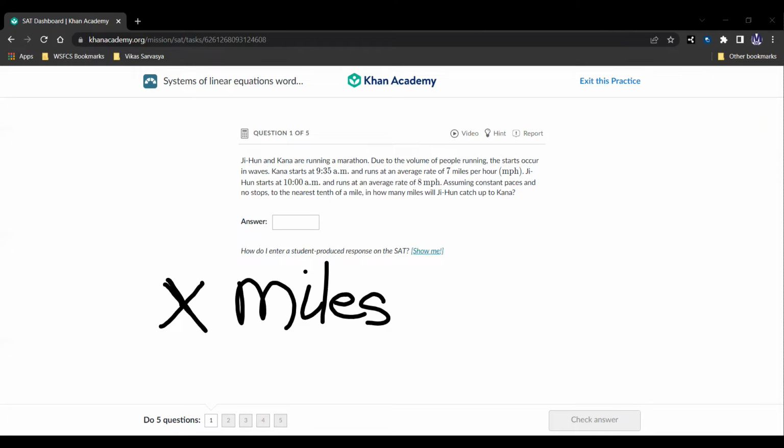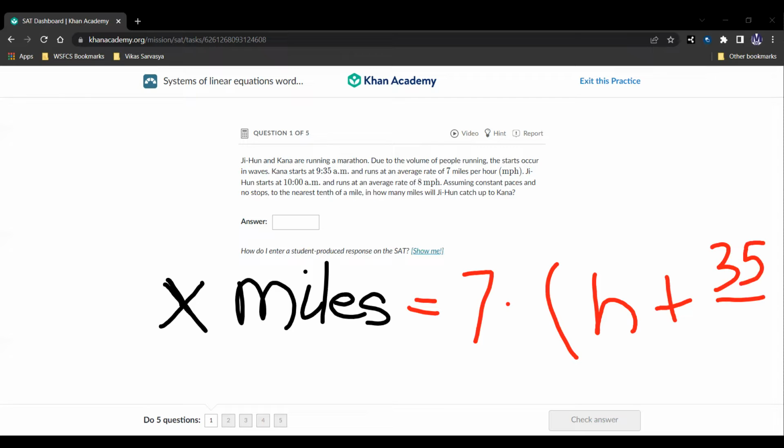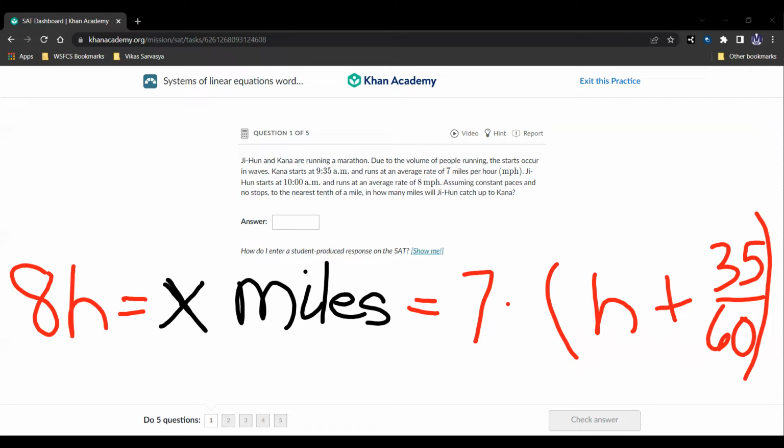And that's going to be equal to two things. It's going to be equal to 7 miles per hour times the number of hours. In this case, you can count the number of hours starting at 10 o'clock. So this is going to be the hours plus the extra 35 minutes she was running before Ji-hoon started, meaning this is h plus 35 over 60, because you're adding 35 over 60 more hours. And this is also going to be equal to 8 miles an hour for the h hours after 10 a.m.